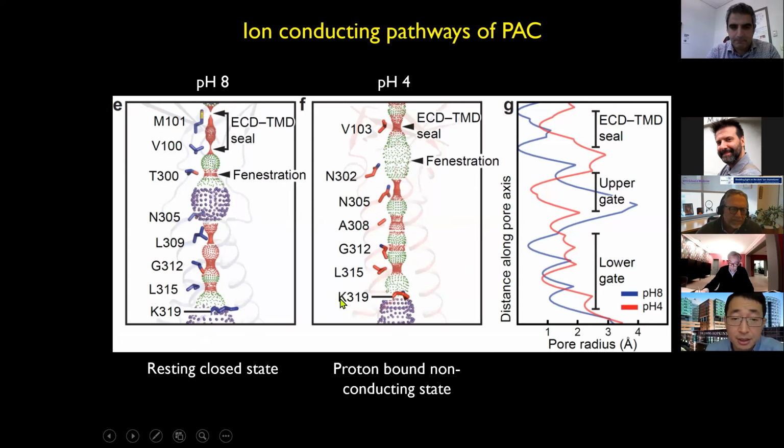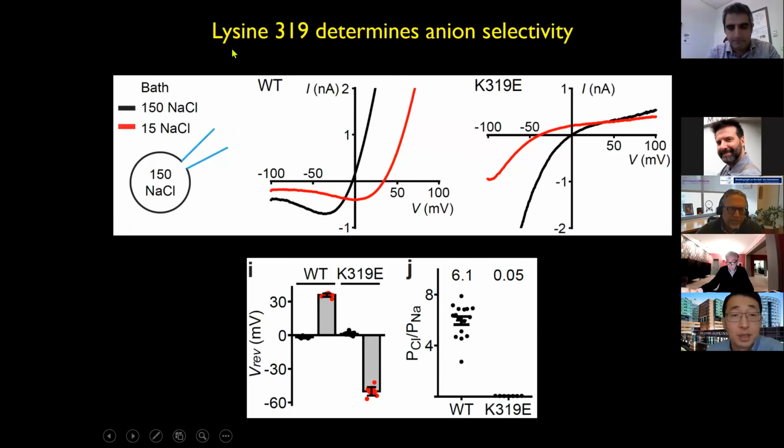And we noticed that there is a positive charge at 319, which lies in the perfect position to regulate ion selectivity. James went on to make a mutation to change the lysine to glutamate, a charge reversal. Interestingly, if you focus on the black line, this is the wild-type current, and this is the mutant current. Now it becomes an inward current, and this inward current is not mediated by chloride but by sodium. When you change the extracellular solution to 15 millimolar sodium chloride, for chloride channels it will shift to the right, and for sodium channels, shift to the left. If you calculate the selectivity, it completely changes from chloride selective to sodium selective. So we believe that this lysine determines the anion selectivity for PAC.